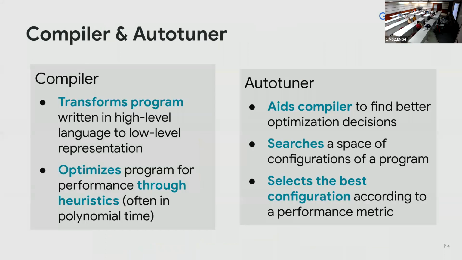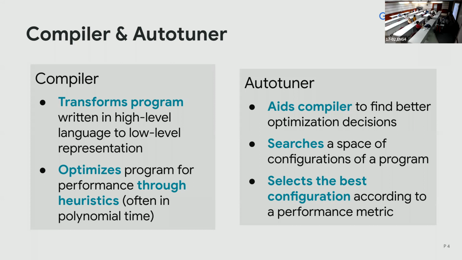All right, so I talked about the compiler, so let me define what exactly the compiler is for those of you who might not be familiar. A compiler is a tool that transforms programs written in a high-level language into a low-level representation, whether it's machine code or some sort of intermediate representation. As part of transforming the program, it also optimizes the program for performance, usually for faster runtime, through various optimizations, which are done using heuristics.